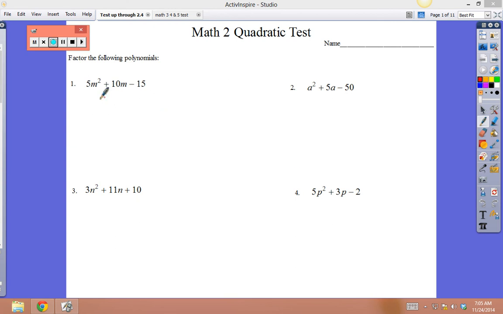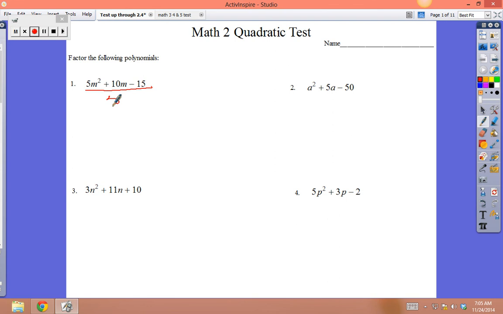Number 1, you should look at it and see that each of the 3 terms can be divided by 5. So your first move, always simplify it. Divide out the greatest common factor. So if we divide each of them by 5, that's going to change it to be 5 multiplied by 5 divided by 5 is 1, so that's just going to be 1m squared. 10 divided by 5 is 2, so that's going to be 2m. Negative 15 divided by 5, that's a negative 3.